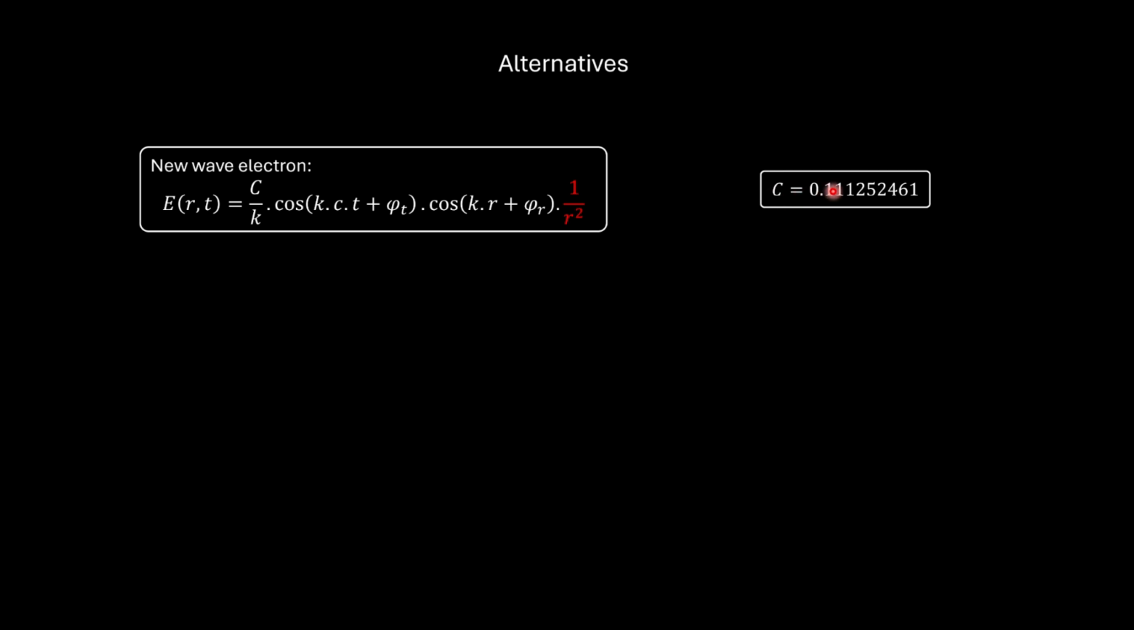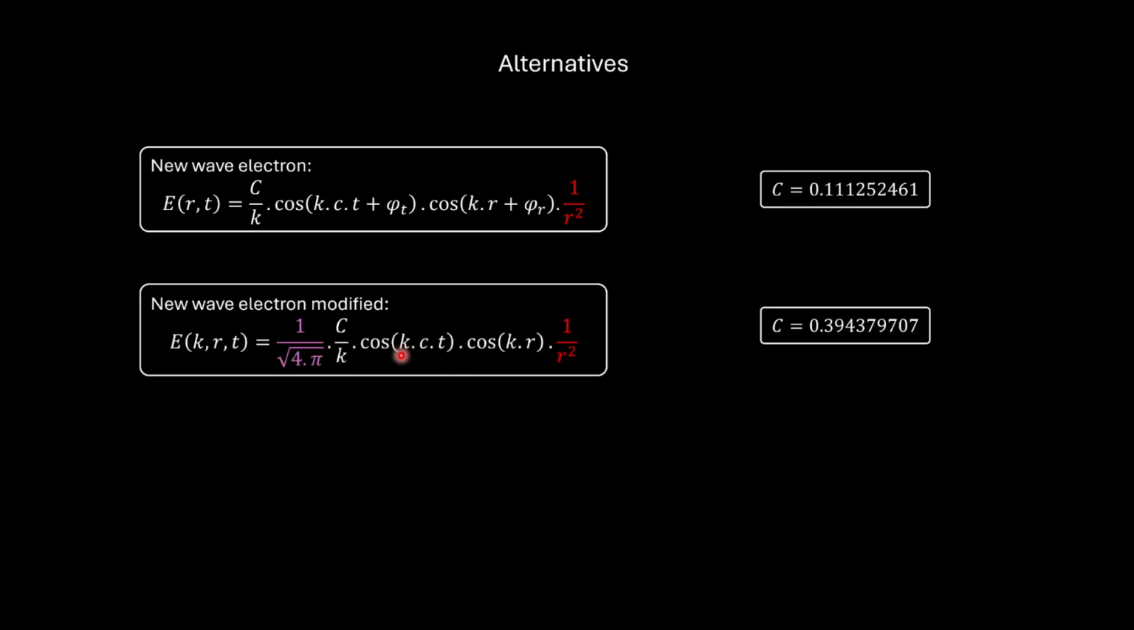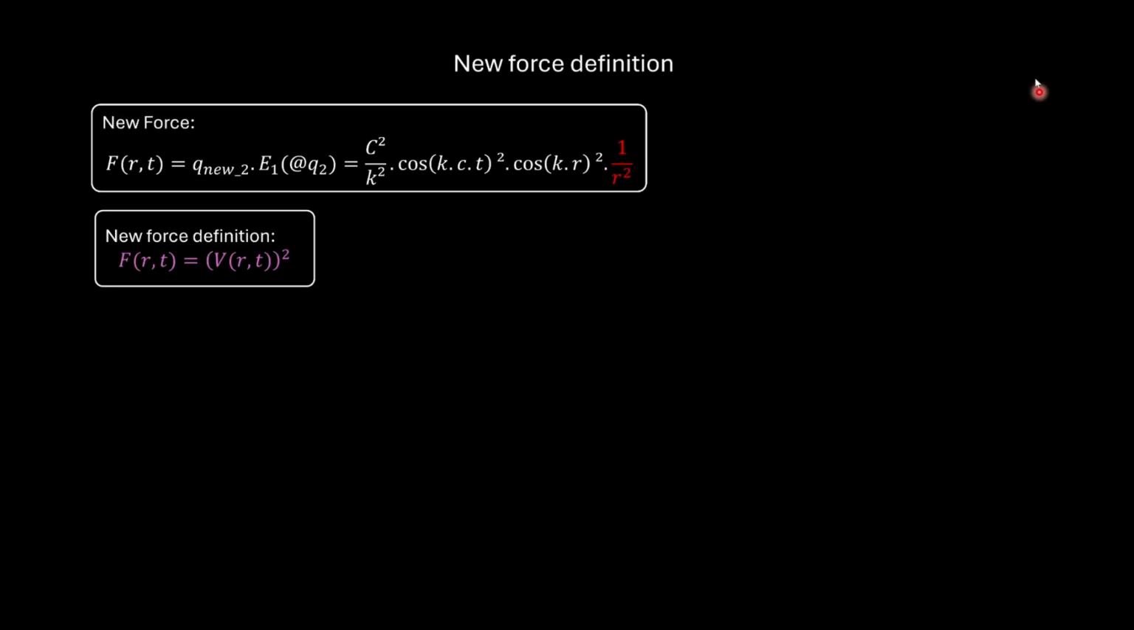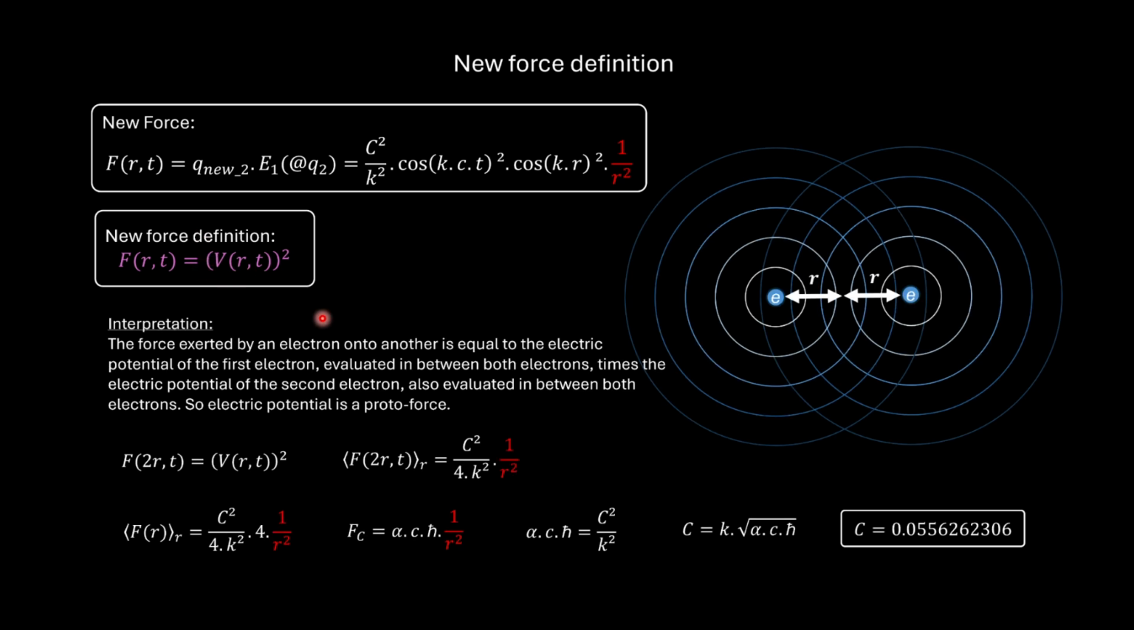So this is the value of c we find in the normal picture. But if we tweak a bit some values as seen in the literature, or if we use the spatial electron we saw before, we find slightly different values, still not 1. Now instead of defining a new charge, one could imagine defining a new force equation given by the square of the electric potential. Adding a bit of physical interpretation, we can find a slightly different value for our constant c, still not close to 1.